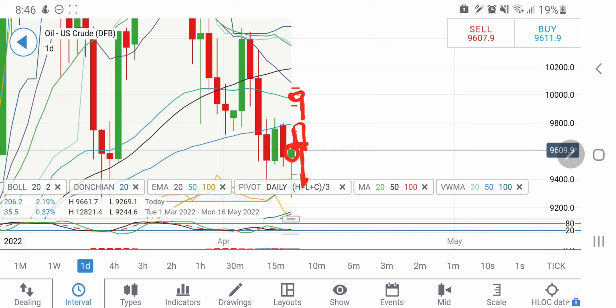Any long entry can be taken at 96.5, above which you can expect $97, and beyond that it can fly strongly on the upside towards 97.8, 98, and then towards $100 levels as well. On the downside, till the time it remains below 96.5, you can expect that it may try to hit 93.5 throughout this day itself. So take your positions accordingly.